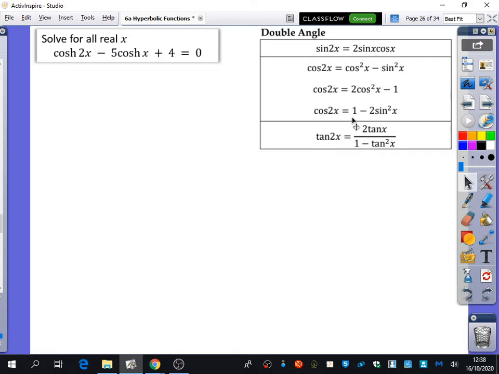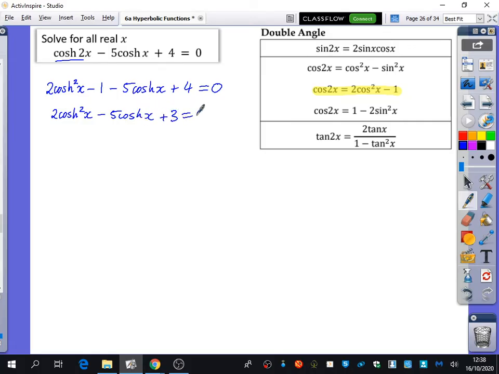You'll notice these are my double angle identities for trig. If you use any of these, you better use Osborne's rule to make sure that they are the correct version for the hyperbolic identity. So I'm going to use this one, and the hyperbolic version happens to be identical because of Osborne's rule. There's no implied sign change there. So cosh of 2x is 2 cosh squared x minus 1, that bit there, minus 5 cosh x plus 4 equals 0. So that is just 2 cosh squared x minus 5 cosh x plus 3 equals 0.